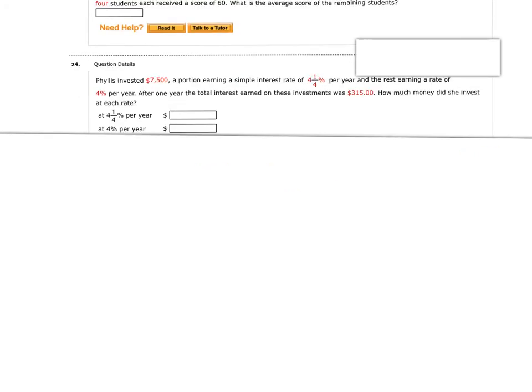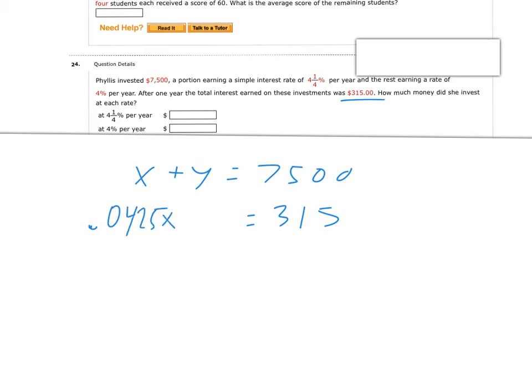All right, next up here, it says that Phyllis invested $7,500 total into 2 accounts. So I'm just going to call this X plus Y equals 7,500. And then next up is she ends up with 315 extra dollars, like the profit here. And so I'm going to set this equal to 315. I'm going to do this as 0.0425 X, since that's 4 1/4, and then 0.04 Y. And so that would be my setup there.